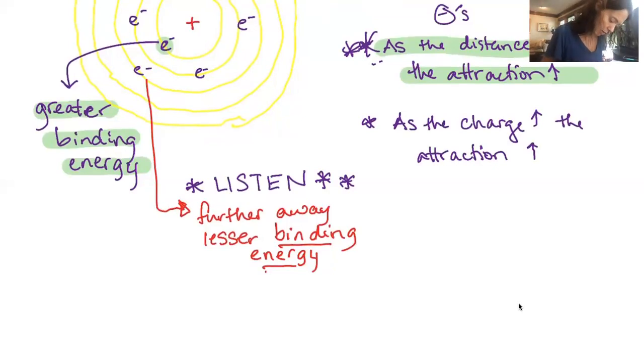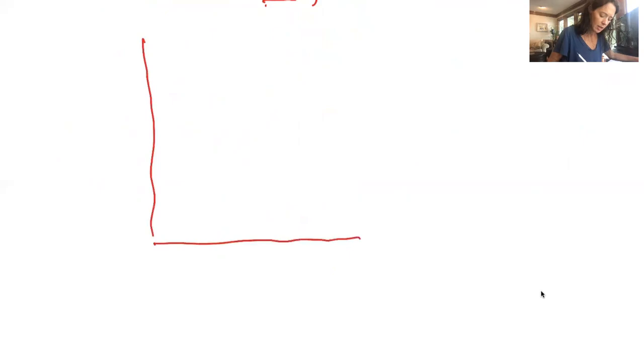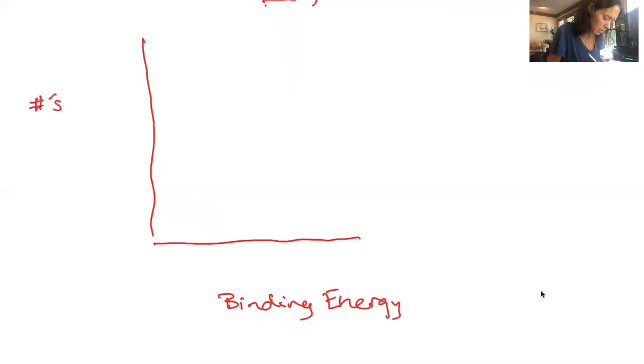So never mind. So what is a PES spectrum going to look like? Well, it's going to look like a graph, right? And down here, you're going to have binding energy, okay? And over here, it's just going to reference the numbers of electrons.